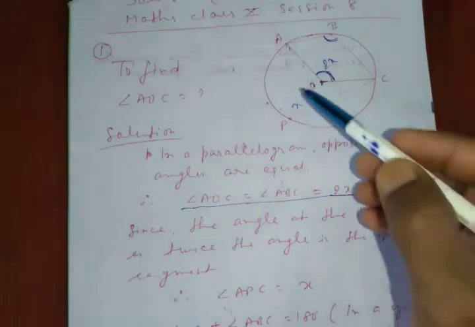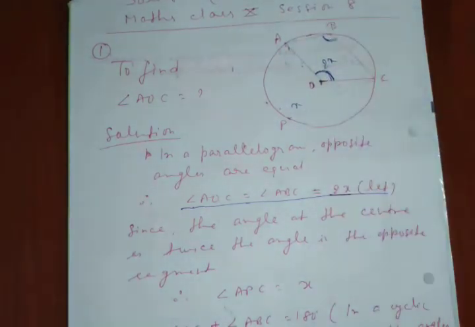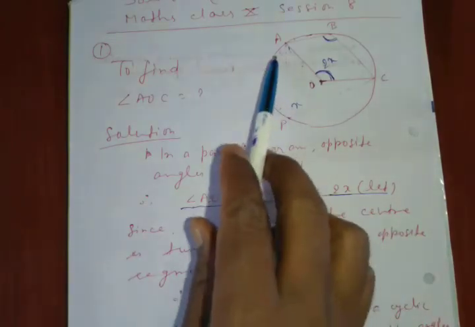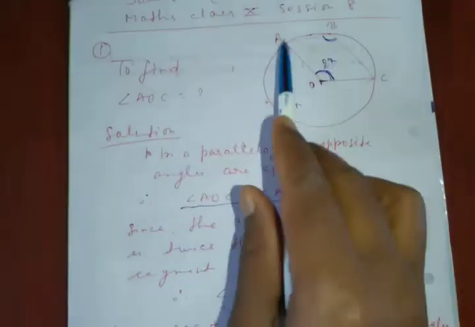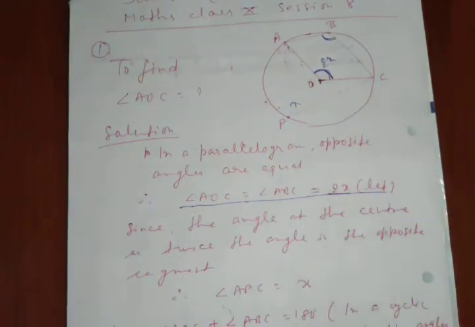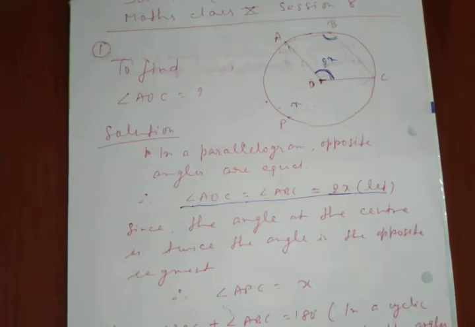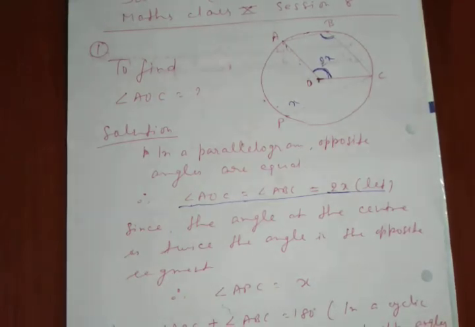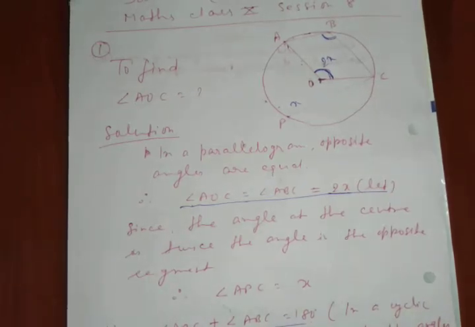There is a theorem again: APCB is a quadrilateral, and this is called a cyclic quadrilateral because in this quadrilateral APCB all the vertices are on the circle, and there is a property for the cyclic quadrilateral that in a cyclic quadrilateral the opposite angles are supplementary, meaning the sum of opposite angles in a cyclic quadrilateral is equal to 180 degrees. So here you will use that property.